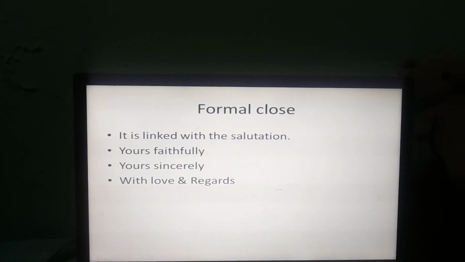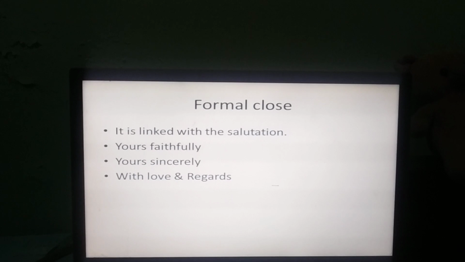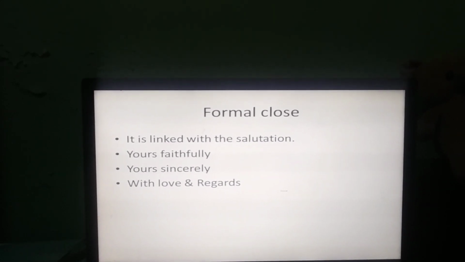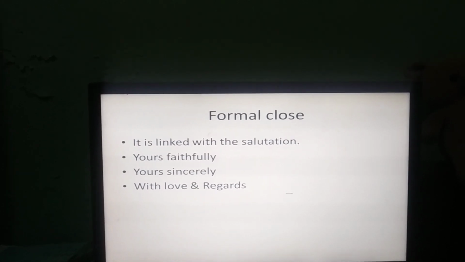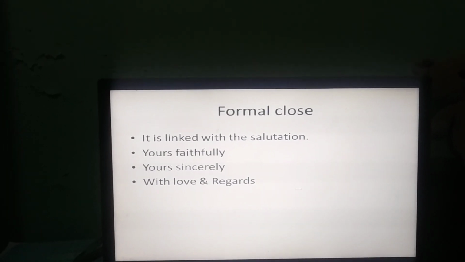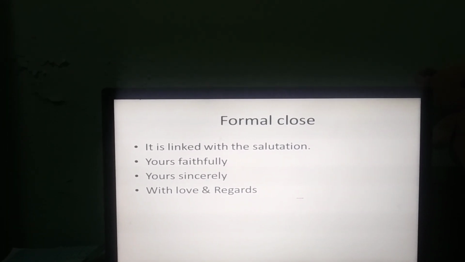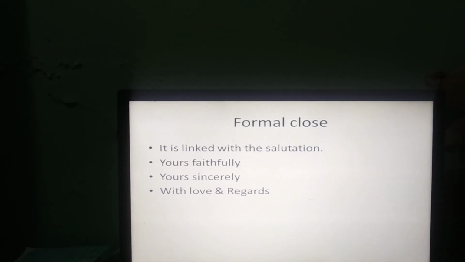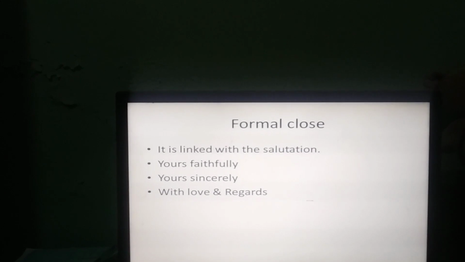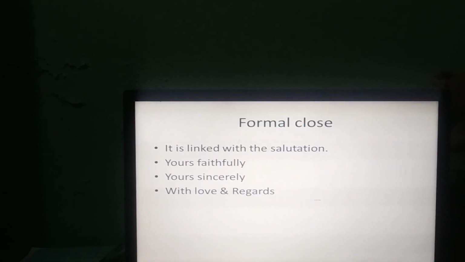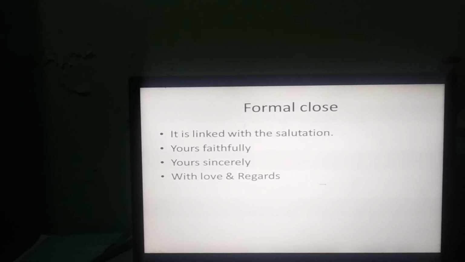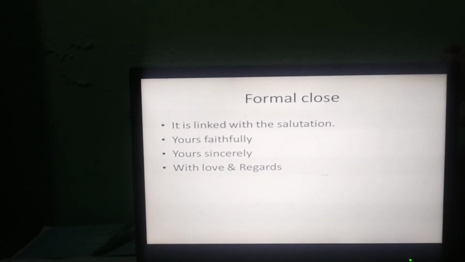Here comes the formal closing. It is linked with the salutation, because if you write dear sir or madam, your formal closing would be yours faithfully. If you are writing to somebody with a title like Mr. or Ms., then you can write yours sincerely. If it is an informal letter, where you are omitting the titles, then you can end by writing with love and regards, these kinds of things in the formal closing.